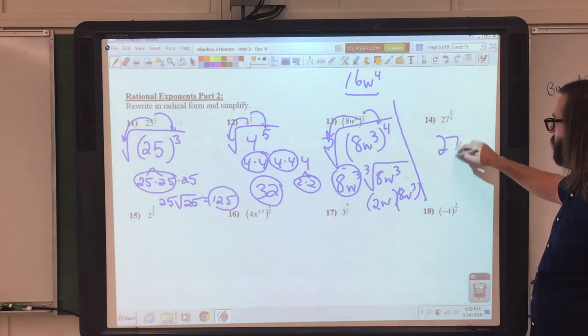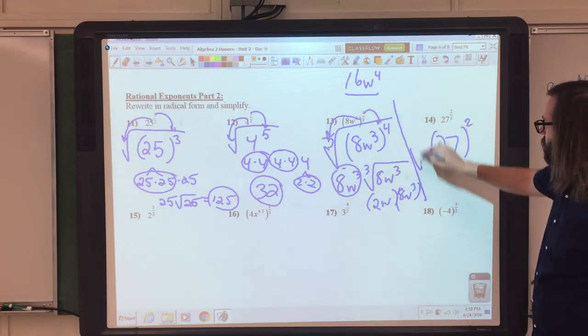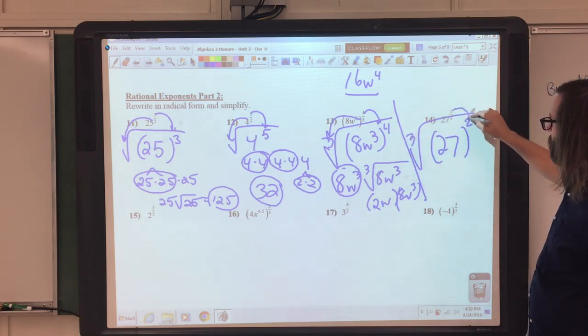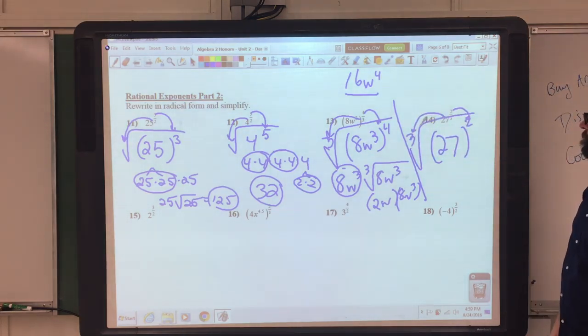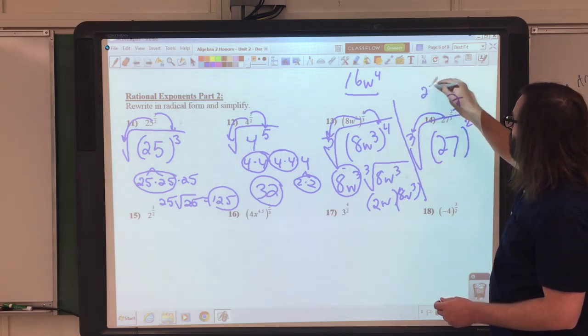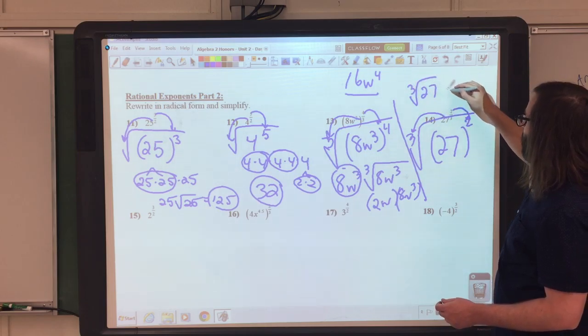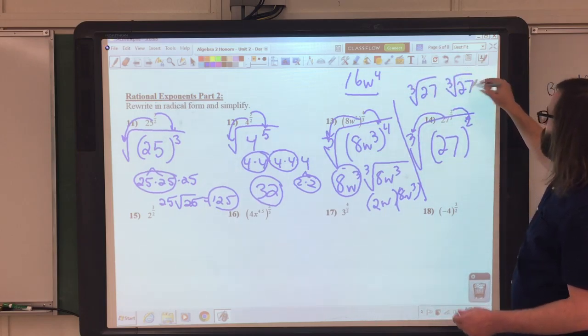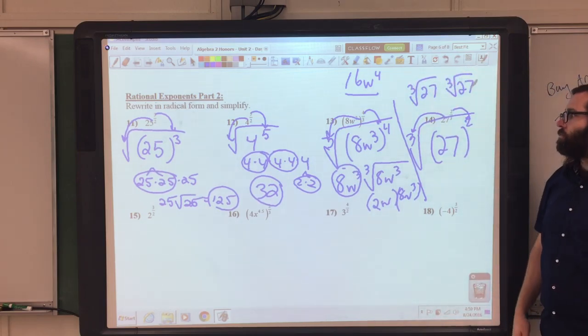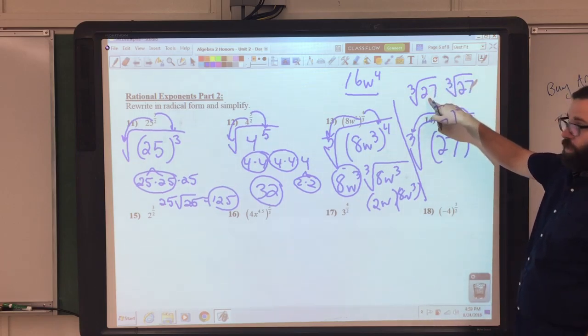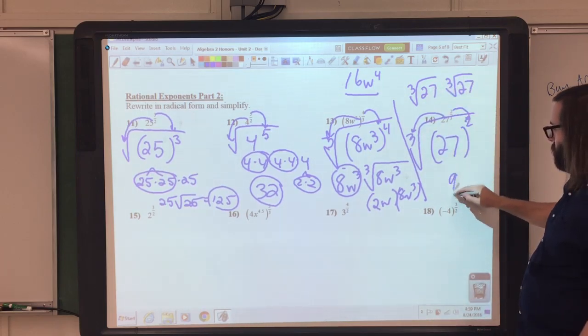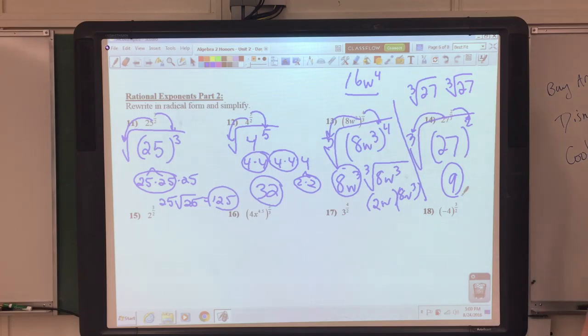Go to 14, 27 squared, cube root. This is really the cube root of 27 times the cube root of 27, which is 3 times 3, which gives you 9.